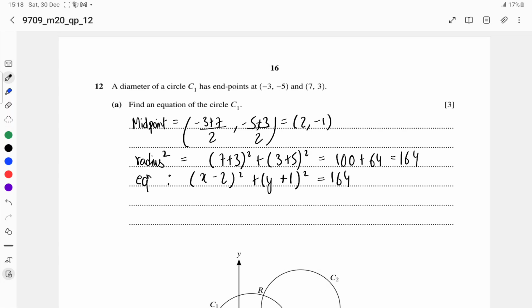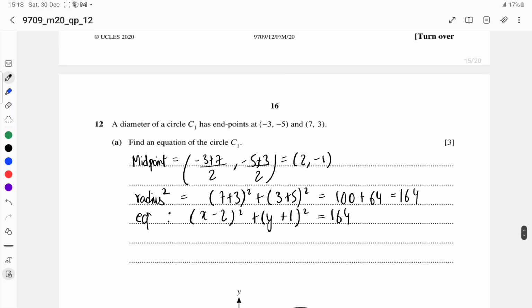My laptop is lagging, just wait a minute. It should be 41. So have I done any mistake? I think I have done some mistake over here. 7 plus 3 squared is 10, and then 10 squared is 100. (x2 − x1)² + (y2 − y1)², right? What have I done? 2 minus 3.